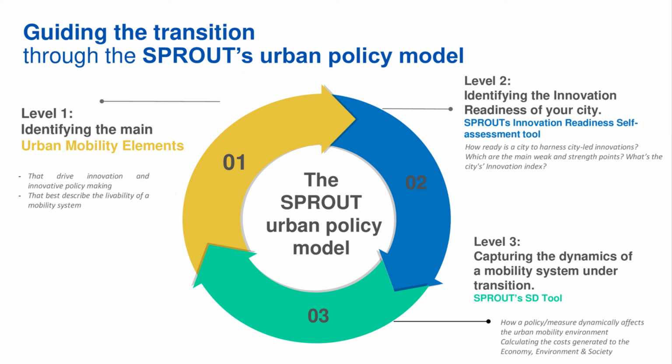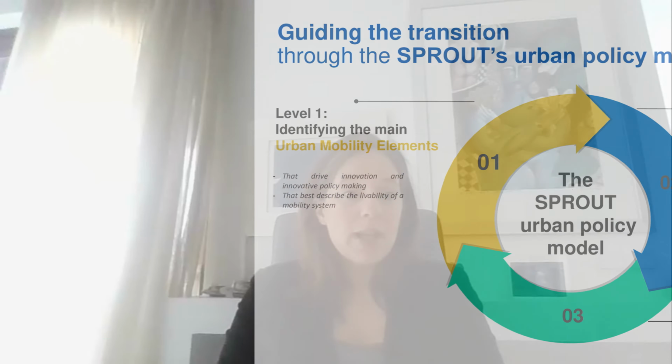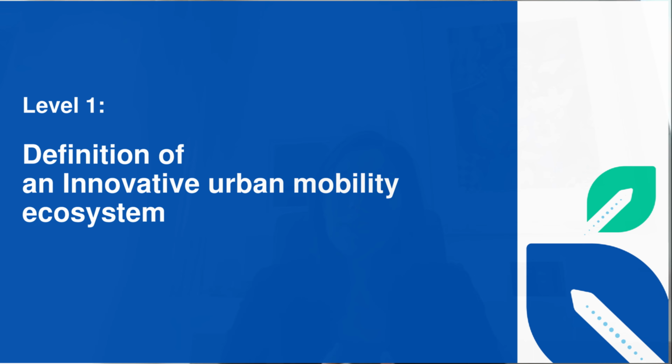Based on the outcomes of this analysis, a self-assessment tool has been developed in order to assist the cities in assessing their levels of innovation readiness. And finally, the third level comes to support the assessment of specific policy actions by analyzing their dynamic effect on the mobility environment. A dedicated module for each of these levels is included in this Civitas Elevate e-course. Now, let's start with the module related to the definition of an innovative urban mobility ecosystem.